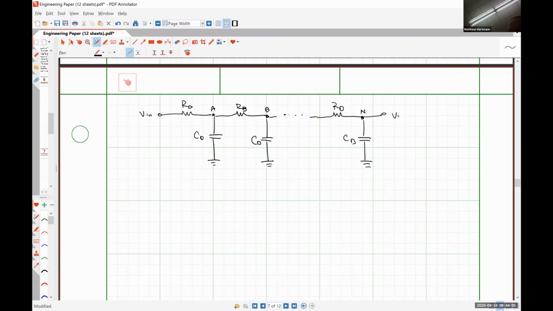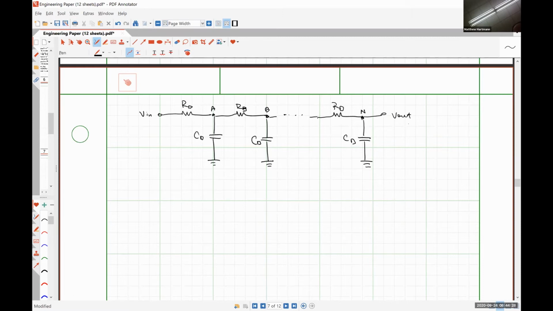Where we find our output voltage with respect to ground, which would just be the voltage drop over that last capacitor. So because we have a distributed network like this, it means that there's going to be a particular amount of delay to node A, and then node B, and node C, etc.